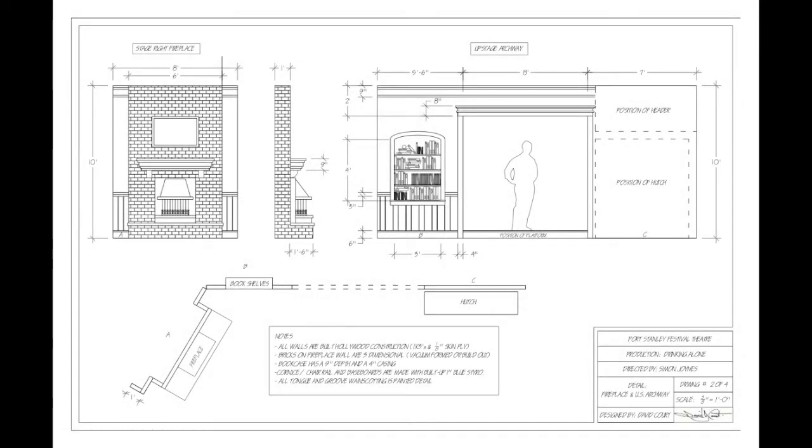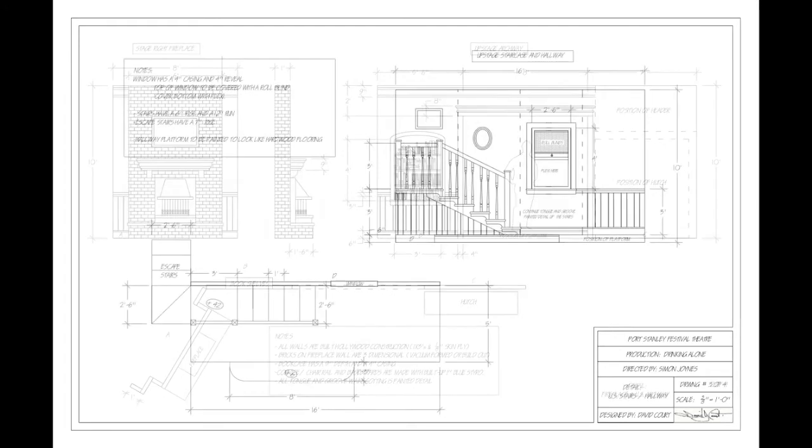Elevations. An elevation is a drawing that shows the front or side of something. A floor plan, by contrast, just shows the space from above. An elevation gives you a chance to see something from a different view.